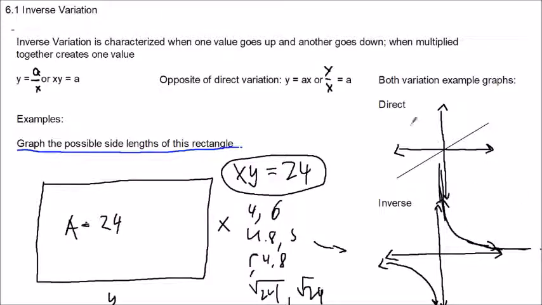And this is opposite from direct variation. A direct variation is when the graph is a straight line passing through the center. So as one value goes up, another value goes up by a constant multiplier. In this one, as one value goes up, another value goes down by a constant multiplier. And the constant is 24 in this case.